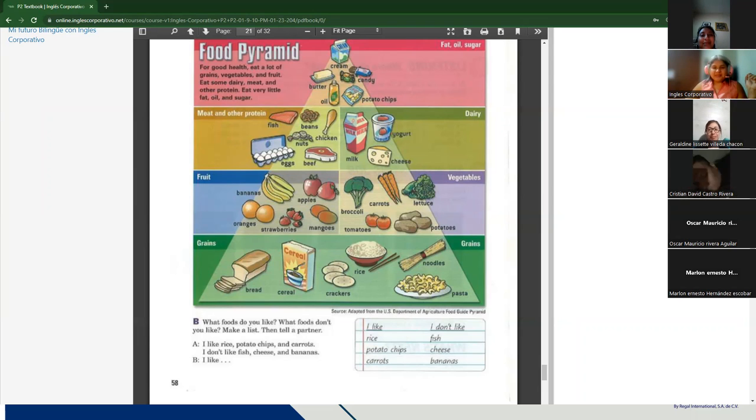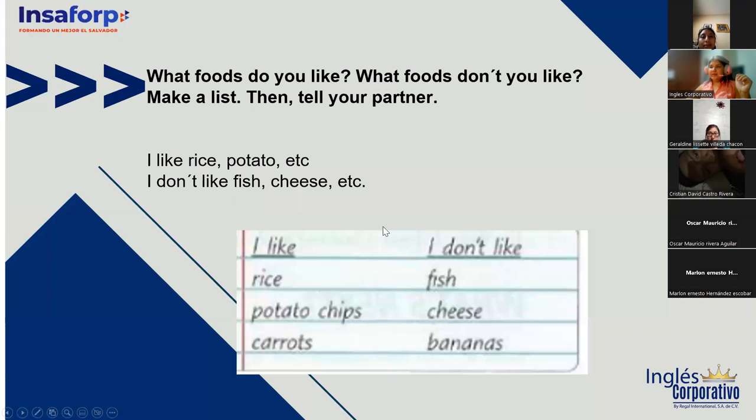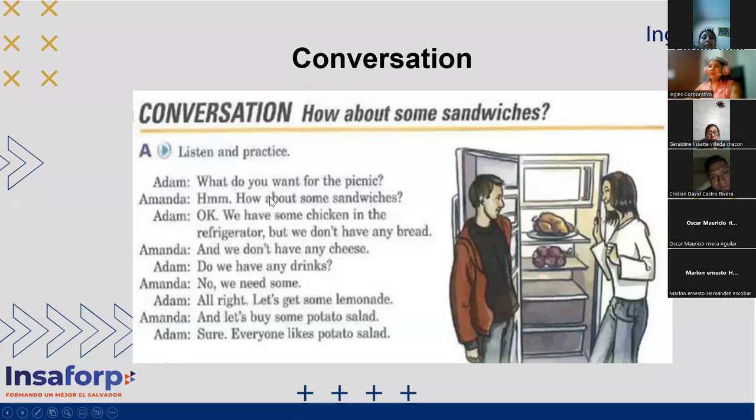So who else wants to participate? ¿Quién más quiere participar? Okay. If not, we're going to move on. Let me go to the presentation. We are here, okay, talking about what you like and you don't like. Okay, we have a conversation now. I need two volunteers to read that conversation. Jacqueline Carolina, you will be the first one. Who else?